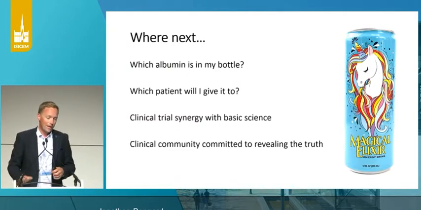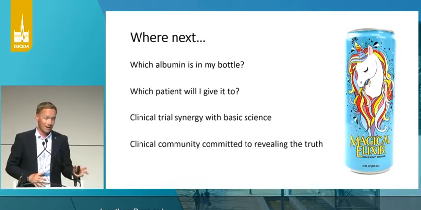So where next? I'll just leave you with these questions, probably more questions than answers, to be honest. But I think we do need to think about albumin and the quality of it in the bottle, and which patients I am going to actually give it to. The only way we're going to be able to do that is to link up a better synergy between clinical trials and basic science, to develop some more sophisticated measures at the bedside of what's going on with crucial aspects like the glycocalyx and oxidative stress.